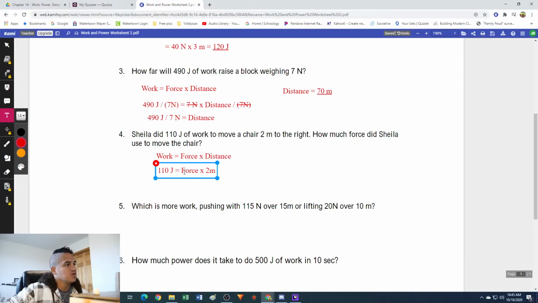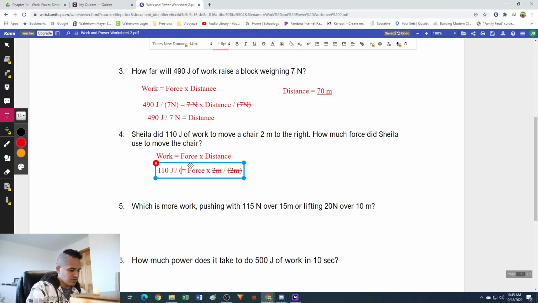But regardless, we need to get this unit of force by itself, and it is being multiplied by 2 meters. So to get rid of that, we need to divide by 2 meters. Okay, so if we divide the right side by 2 meters, then these will cancel out with each other like this. And again, if we do it to the right side, we have to do it to the left side.